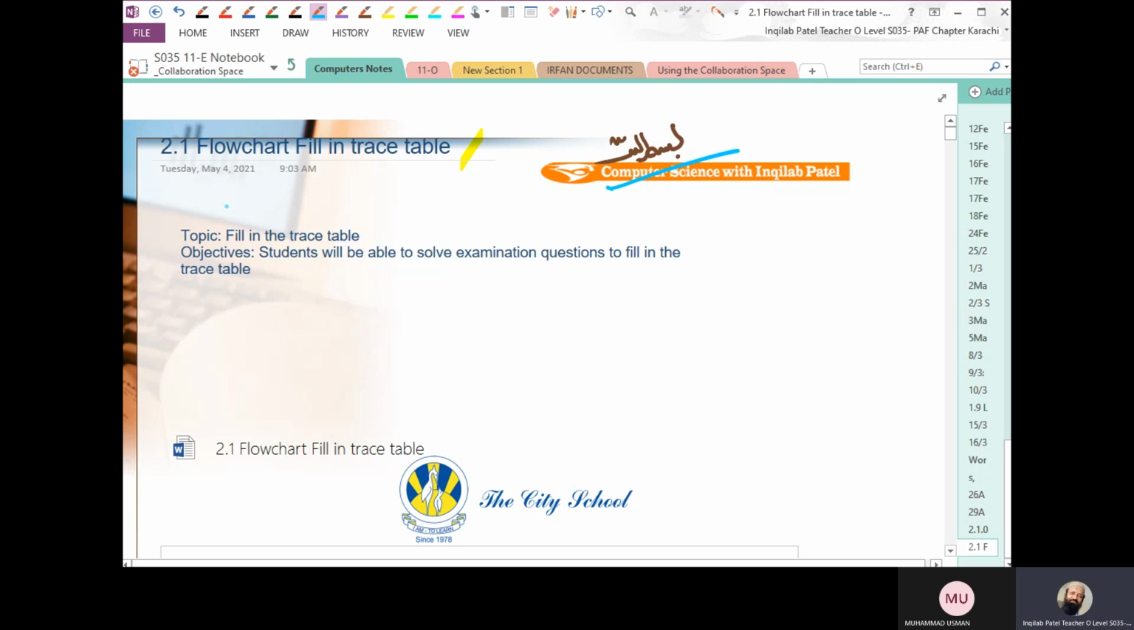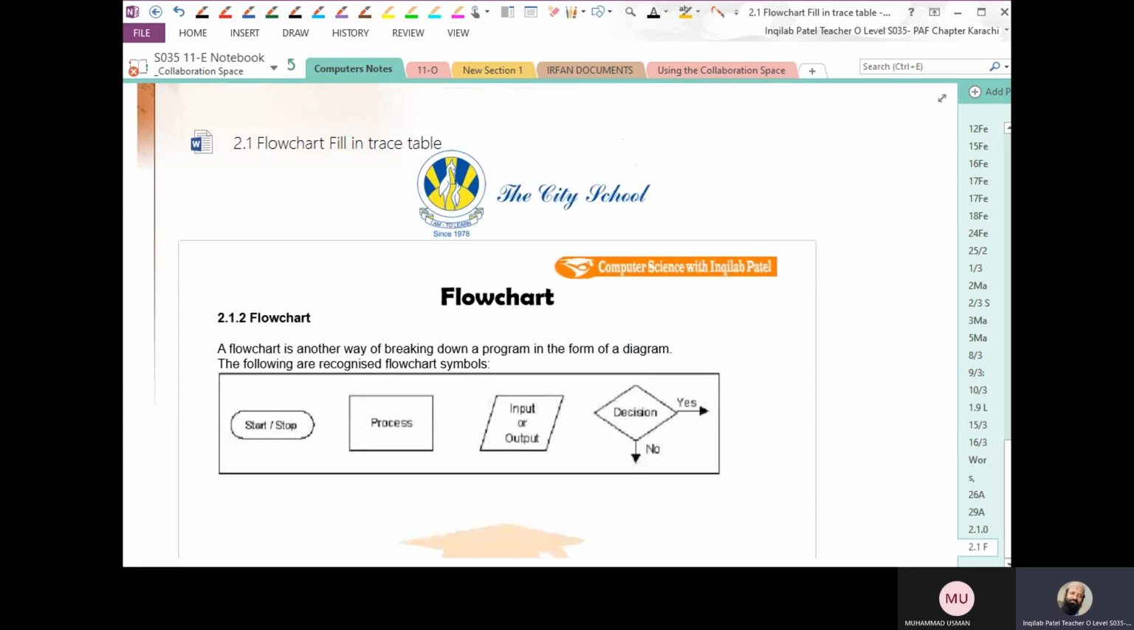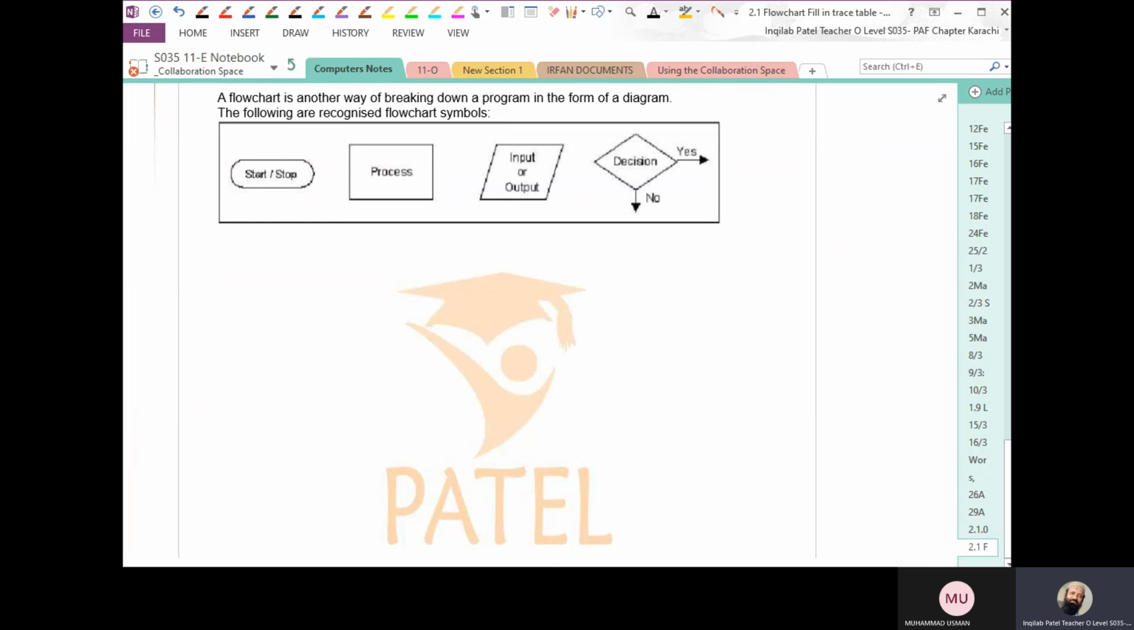Our today's topic is fill in the trace table of the flowchart. We have studied flowchart symbols. We have studied this symbol. This symbol is used at the beginning and at the end of the flowchart.